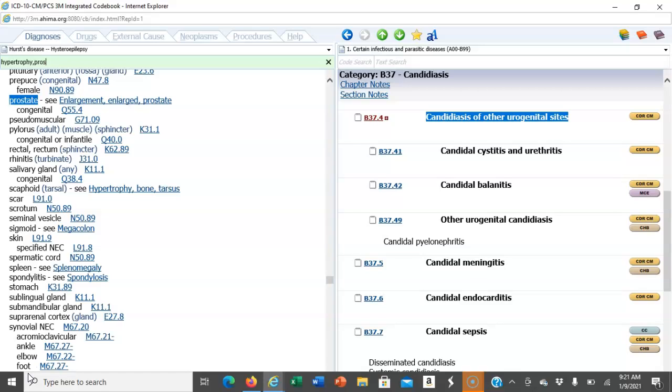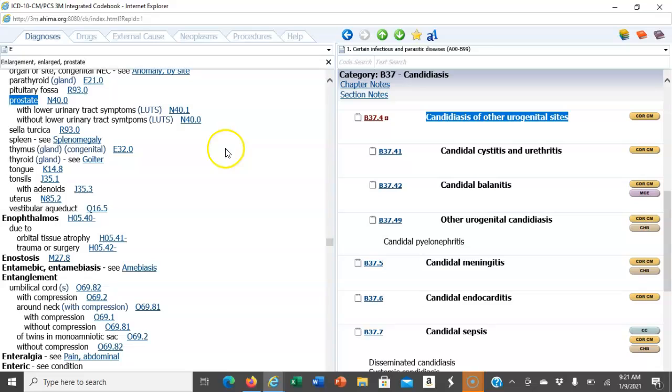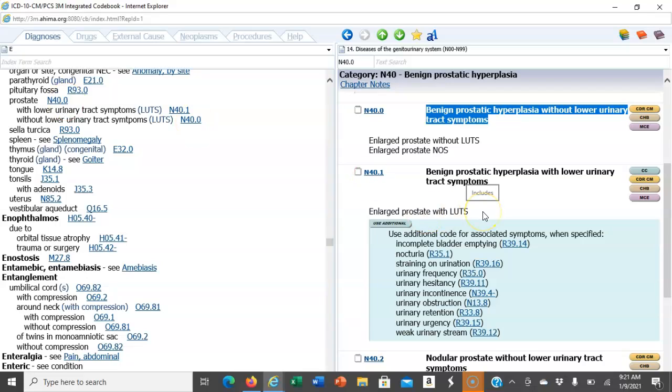And if you would please turn to page 514 in your textbook, we're going to talk about benign prostatic hypertrophy. In the index, if you put in hypertrophy prostate, it tells you to see enlargement, enlarged prostate, and so we are going to do that. Now, this sends us to category N40, which we're going to go to.